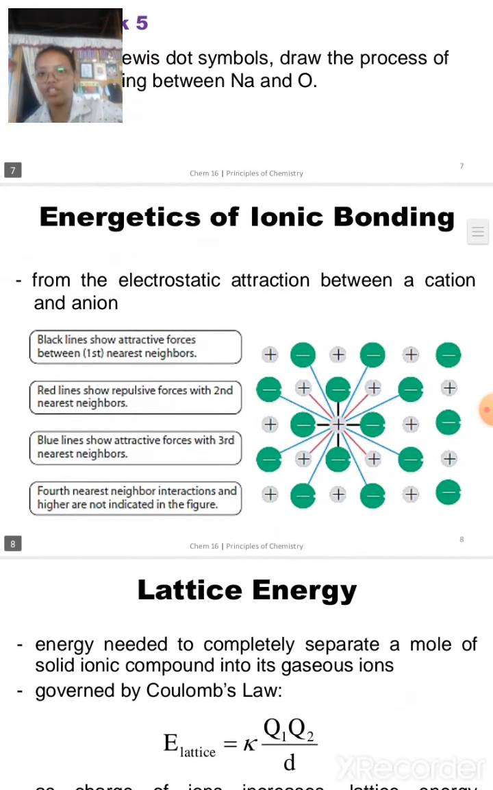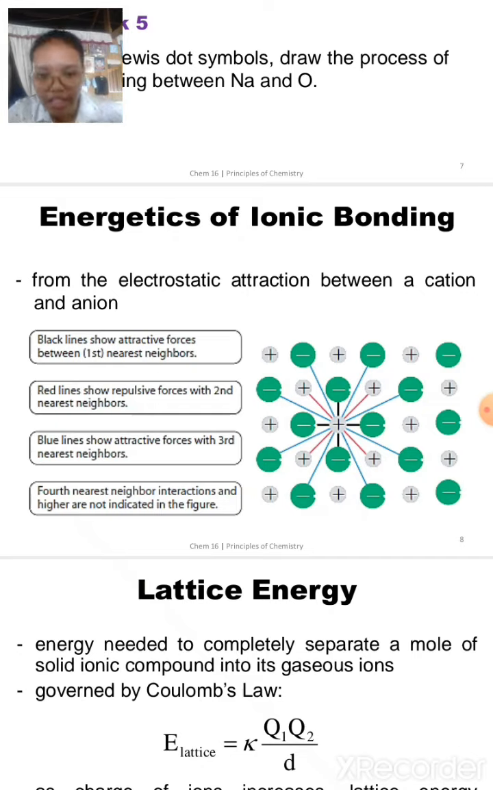For the energetics of ionic bonding, it comes from the electrostatic attraction between a cation and an anion. As you can see, here are the colors red, blue, black. For black, lines show attractive forces between first nearest neighbors. Red lines show repulsive forces with second nearest neighbors. For blue, lines show attractive forces for third nearest neighbors. Fourth nearest neighbor interactions and higher are not indicated in the figure.